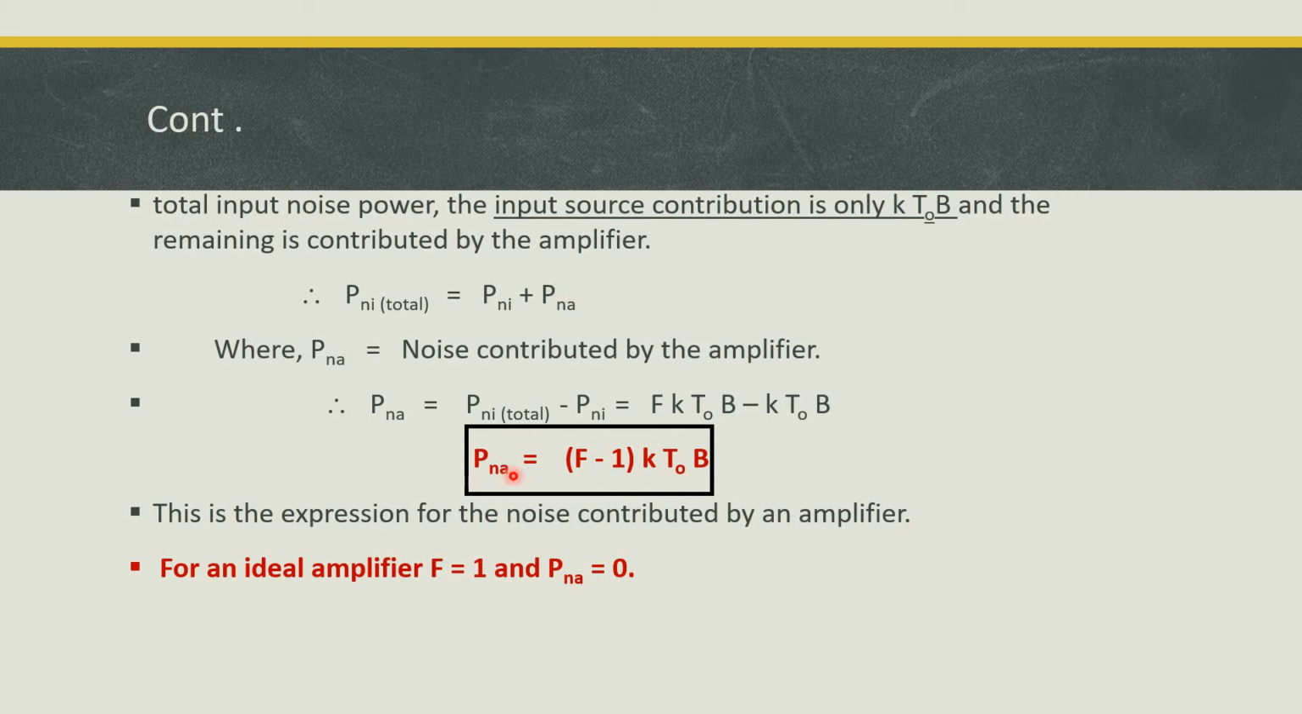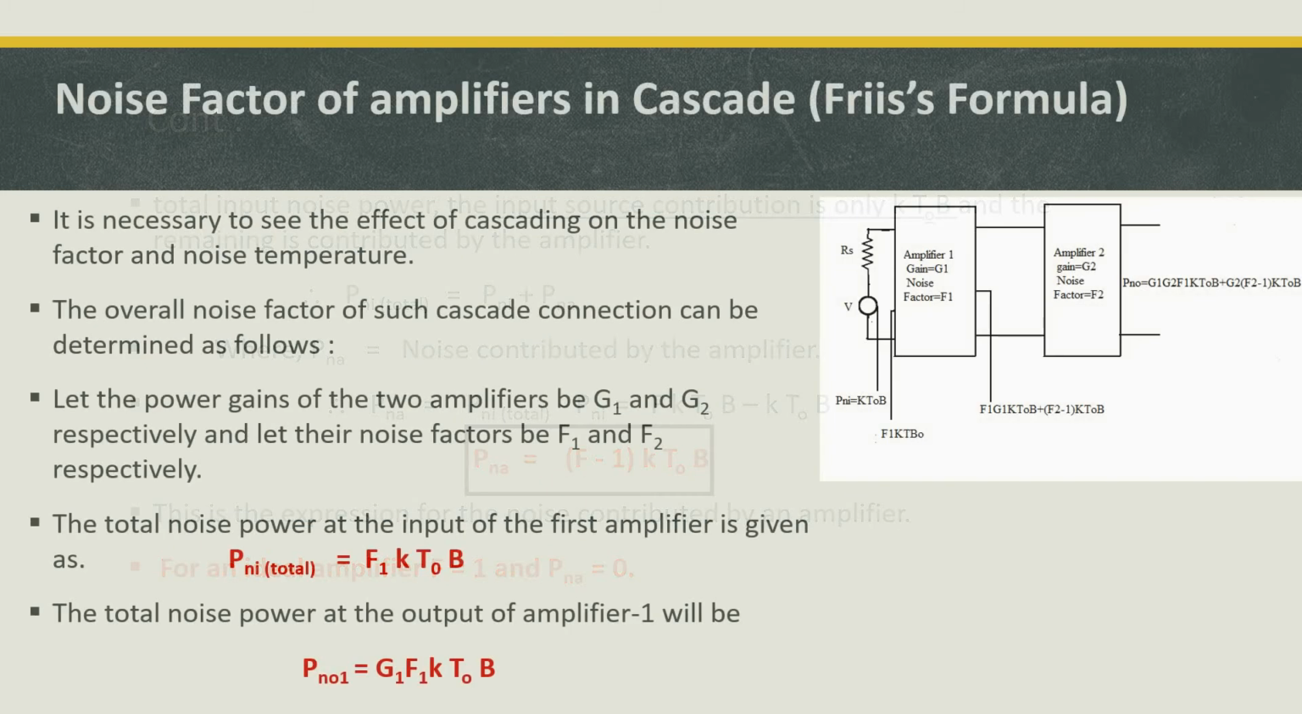If it is an ideal amplifier, your noise factor is 1 and PNA is equal to 0. Otherwise, there will be a noise contribution because of the amplifier. That will be calculated by using PNA equal to (F minus 1) KT0B.